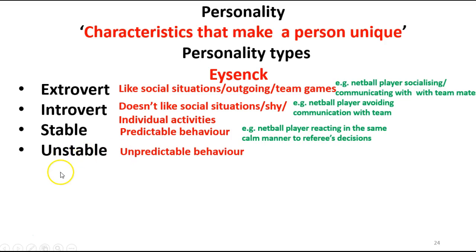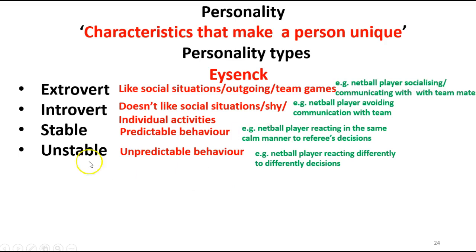And of course, the flip side to that, you have somebody who's unstable, or what could also be termed neurotic. Very unpredictable, reacting very differently to refereeing decisions. So, for example, one decision they're fine, another decision they might throw the ball at someone because they're not very happy with it. You can use whatever you want for these, but just a quick example for those different personality types.